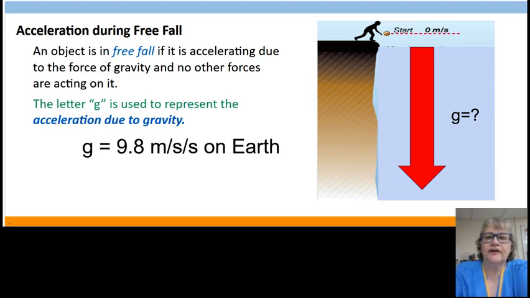Okay. So if you throw the ball upward, right, it's going to slow down. Then it would be negative 9.8 meters per second per second.